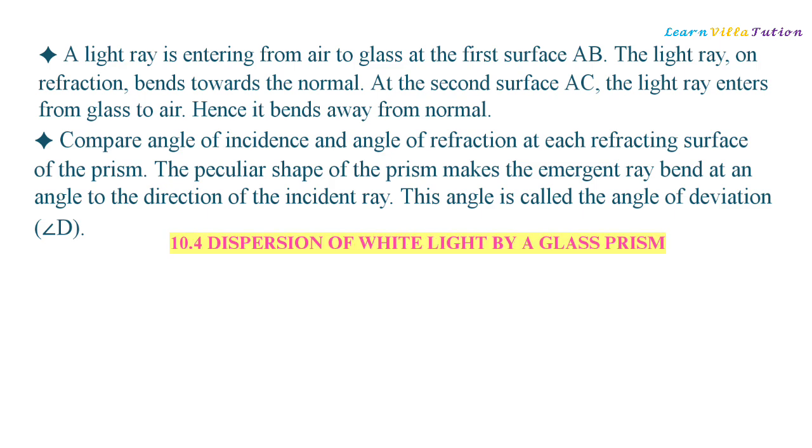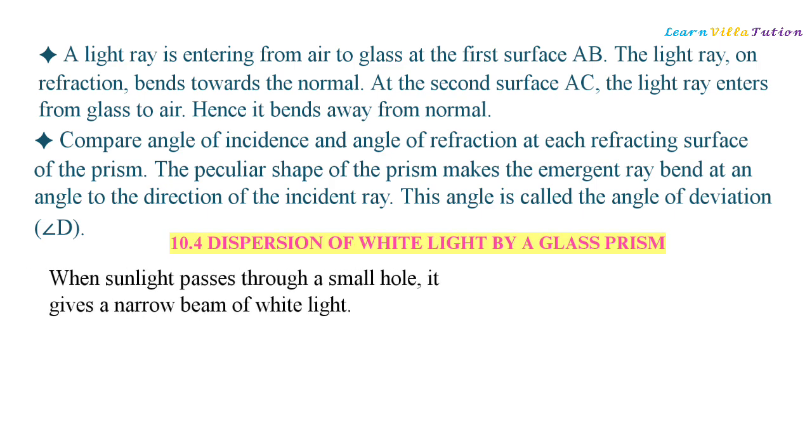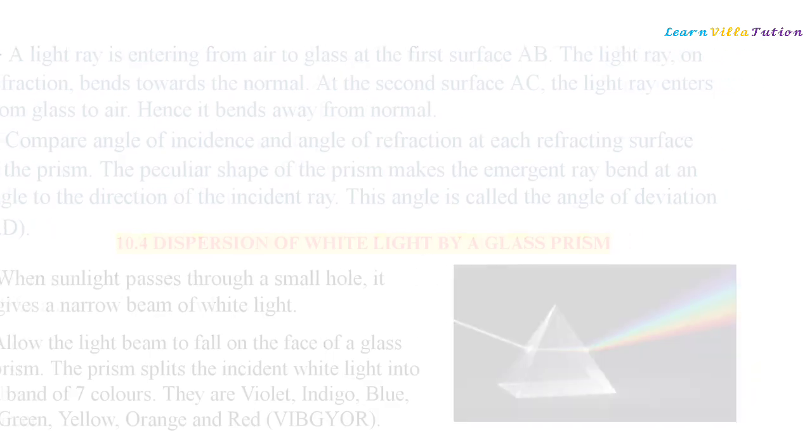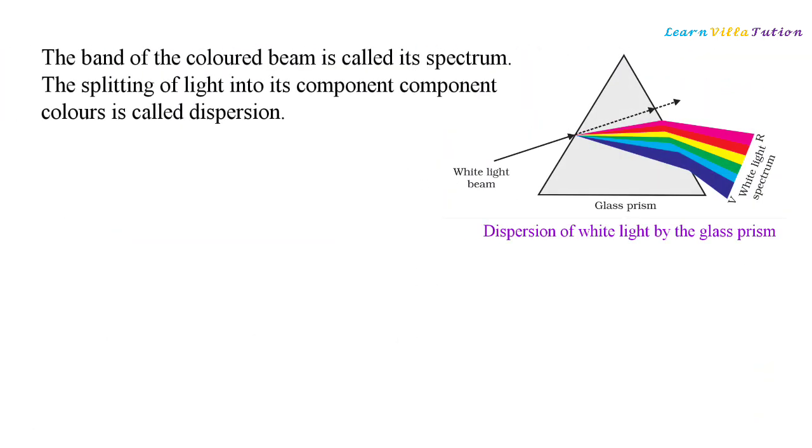Dispersion of white light by a glass prism. When sunlight passes through a small hole, it gives a narrow beam of white light. Allow the light beam to fall on the face of a glass prism. The prism splits the incident white light into a band of 7 colors. They are violet, indigo, blue, green, yellow, orange and red, in short VIBGYOR. The band of the colored beam is called its spectrum. The splitting of light into its component colors is called dispersion.